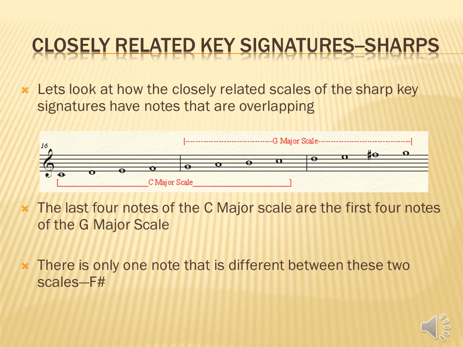Let's look at how the closely related scales of the sharp key signatures have notes that are overlapping. Here's the C major scale. And here's the G major scale. The last four notes of the C major scale are the first four notes of the G major scale. There is only one note that is different between these two scales, and that's F sharp.